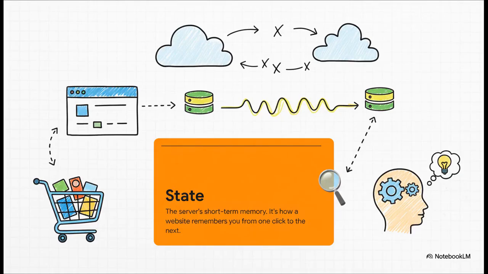Now, here's a funny thing about HTTP, that language of the web. It's naturally stateless. That means every single request is treated like a brand new conversation with a total stranger. So, how does a website remember you from one page to the next? The answer is something called state. You can think of it as the server's short-term memory. It's the only reason items stay in your shopping cart while you browse. Honestly, without state, the web would be pretty much unusable.